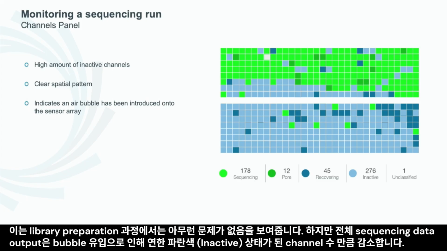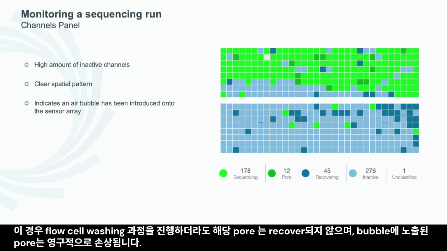This indicates a successful library preparation, although the overall sequencing throughput will be impacted by the presence of the bubble and the number of inactive channels. In this case, washing the flow cell will not recover these pores, as air causes irreversible damage.